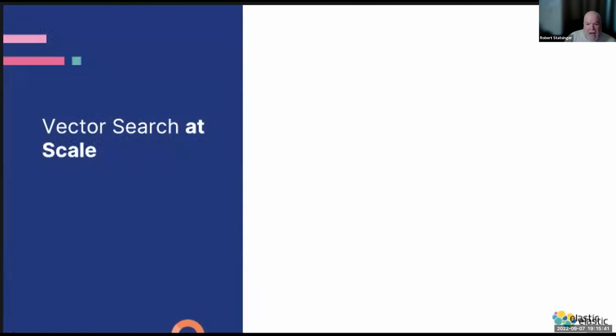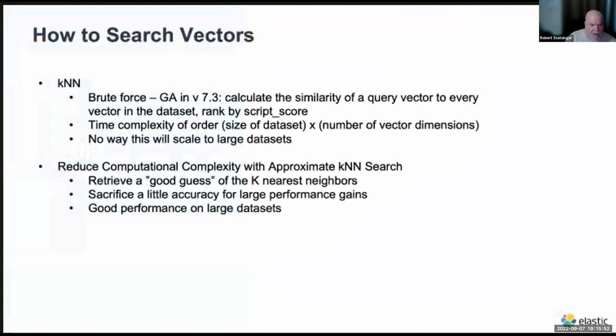So let's talk about how to do this at scale. If you've got a big index full of vectorized data, what are the mechanics here? What are the ways in which you're going to be able to search it? Well, back in 7.3, we introduced the dense vector type, where you could calculate the similarity of a query vector to every other vector in the data set and rank it by a script source.